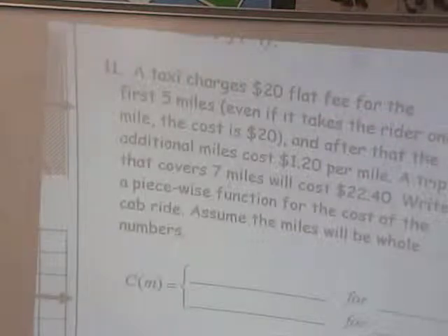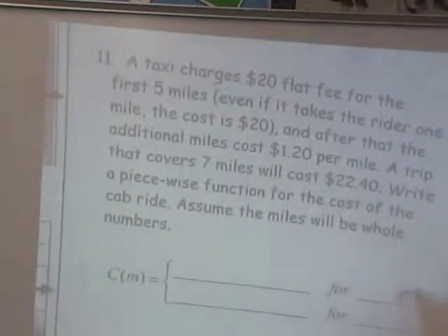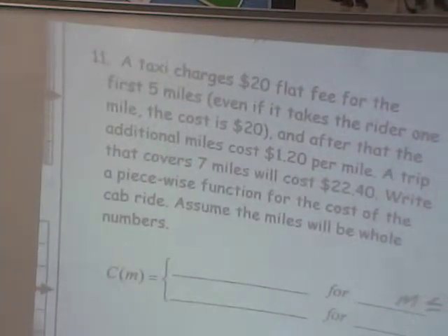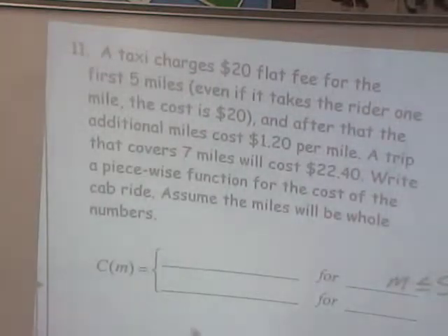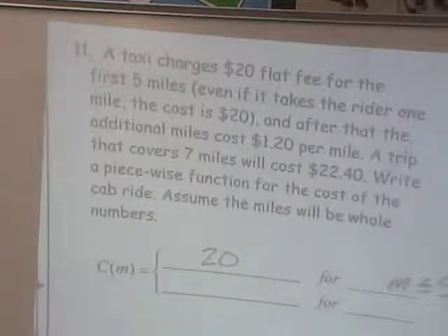So what's our first equation going to be? C of m equals... Isn't it less than or equal to 5 would be 2? You're talking about the domain already, right? I think so. m less than or equal to 5, right? It's just $20, right? Yeah. Do I need to adjust my domain at all?